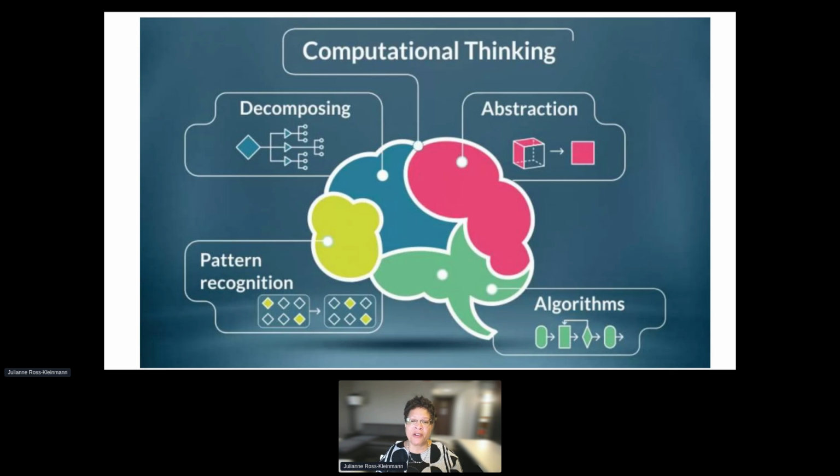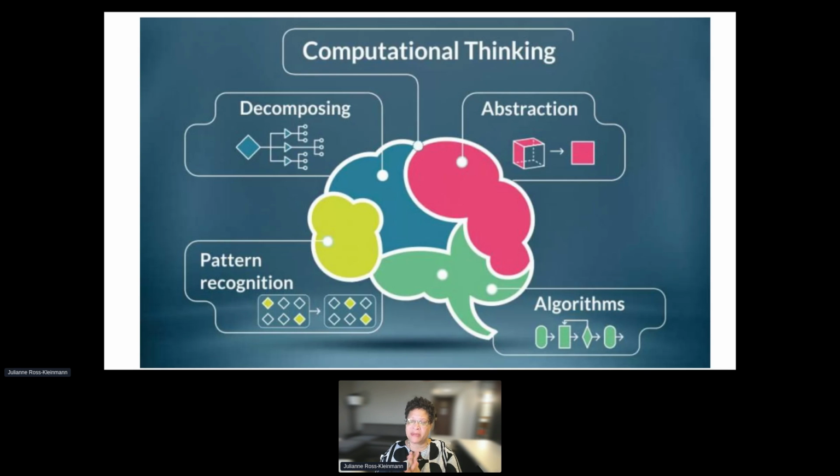And for the other pieces, decomposing, right? We're just taking something large and pulling it down into smaller bite-sized chunks. We do that already. Abstraction. What piece really is not fitting in here that we're going to pull apart?